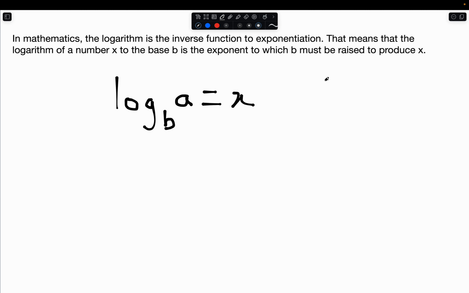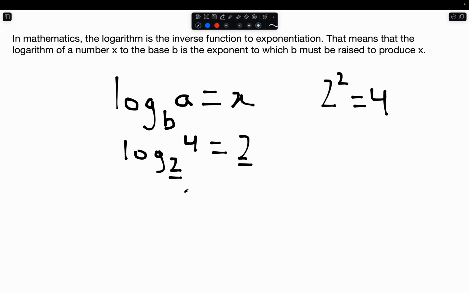Right? So let's go back to the 2 to the power of 2 equals 4. So in this situation, it would be log base 2, 4 is equal to 2. Because remember, we do this number to the power of this number. So that would be 2 to the power of 2 equals this number, right? This one right here. So that'd be equal to 4.